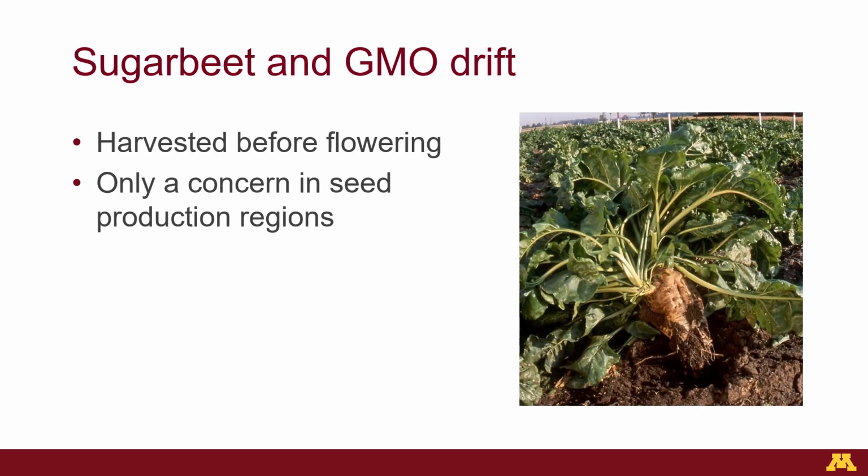Sugar beet is normally harvested before flowering, so contamination is not normally a concern unless you are raising it for seed. This picture shows a sugar beet plant in a field near harvest. The plant is vegetative and has not formed any flowers. It has been dug up from the soil to show its large fleshy root.